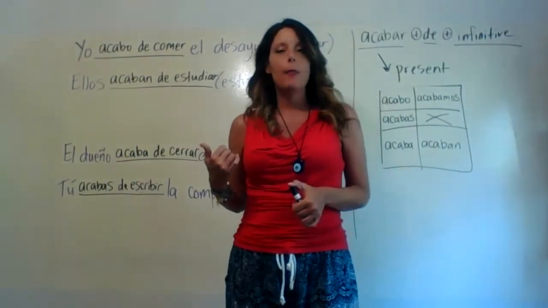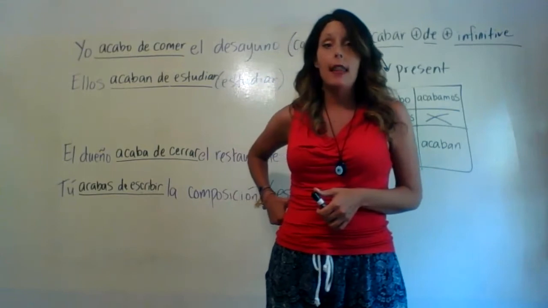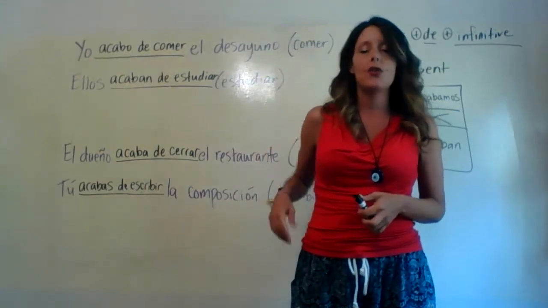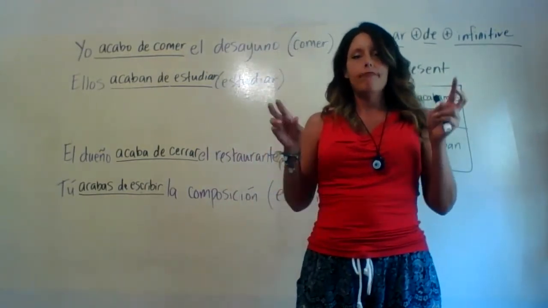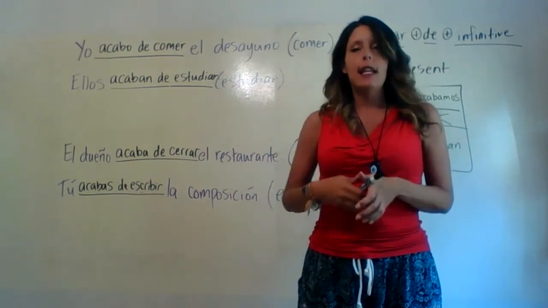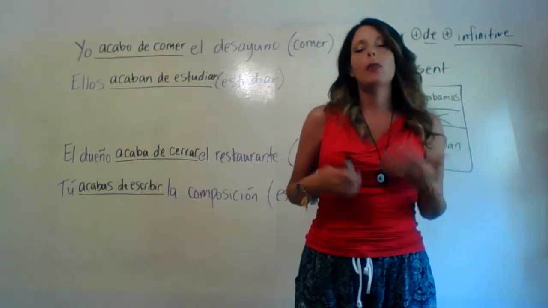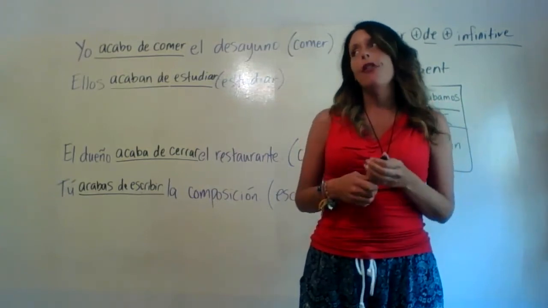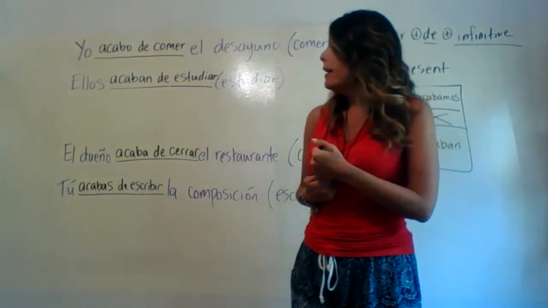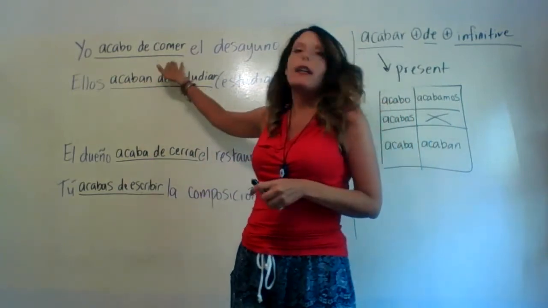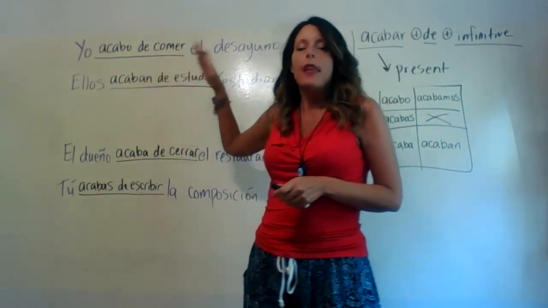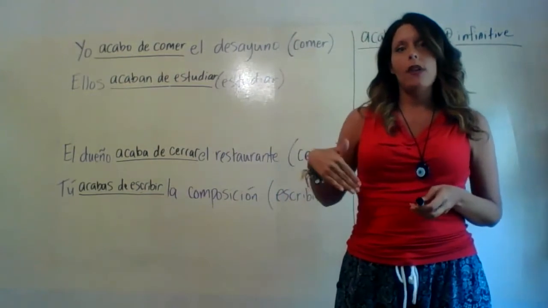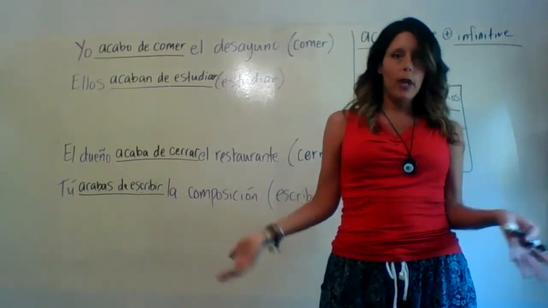As you can see, I left some of the examples that we had done in the present perfect up on the board, and now we're just going to, let's call it, convert those sentences into acabar plus de plus infinitive. So remember that I said in our present perfect example, it was, I have eaten breakfast, and maybe I could say to you, have you eaten breakfast?